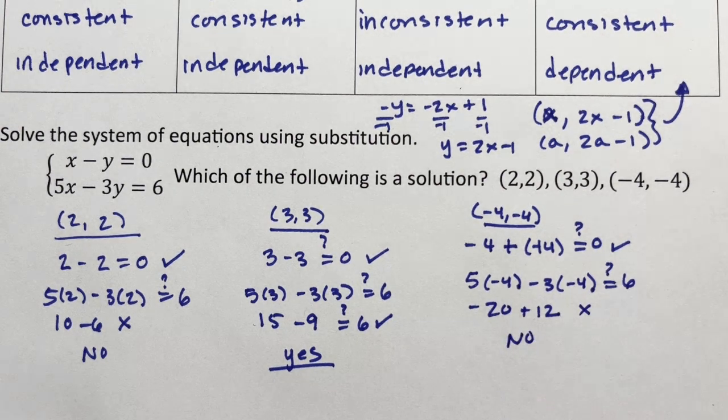Which brings up the really interesting question. If you have two lines, can they intersect at more than one point? That is a question for you to think about.